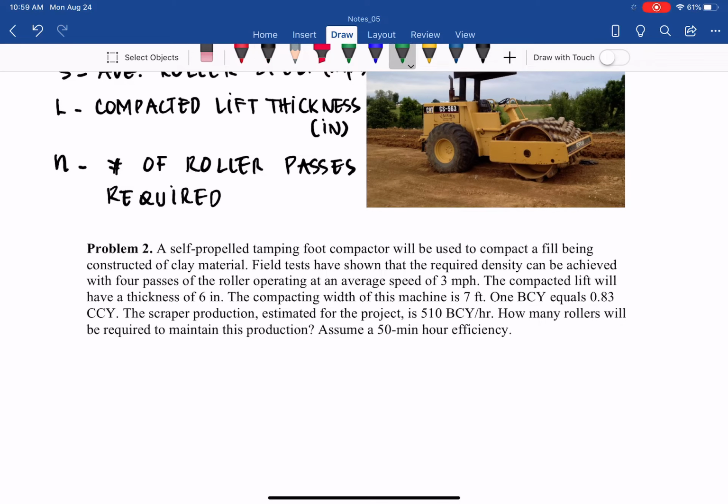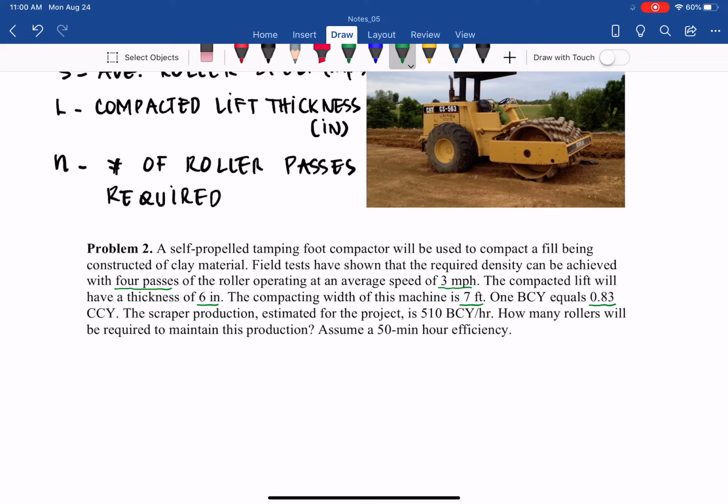A sheepsfoot tamping foot compactor, so you see a roller, is used to compact a fill being constructed of clay material. The field tests have shown that the required density can be achieved with 4 passes. The speed of the roller is 3 miles per hour. The compacted lift will have a thickness of 6 inches. The compacted width of the machine, which is W in that equation, is 7 feet. 1 bank cubic yard equals 2.83 compacted cubic yard. So that one is basically what we learned in lesson 1, that is the shrinkage factor.